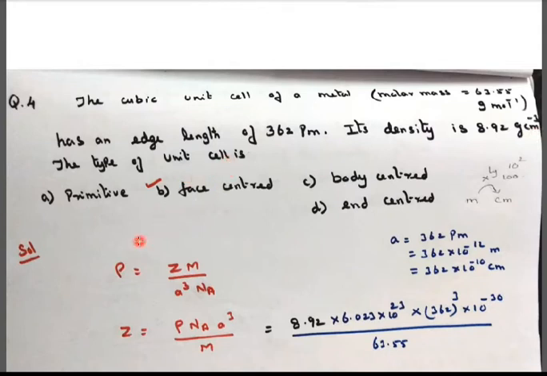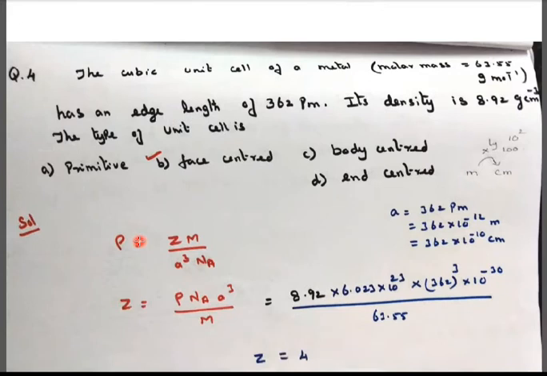So the type of the unit cell, we should find out. If it is a simple cubic, the number of atoms Z is 1. If it is a face-centered cubic, the number of atoms Z is equal to 4. If it is a body-centered cubic, the number of atoms in the unit cell Z is equal to 2. If you get any one of these answers, we can find out the type of the unit cell, whether simple cubic, face-centered cubic or body-centered cubic.